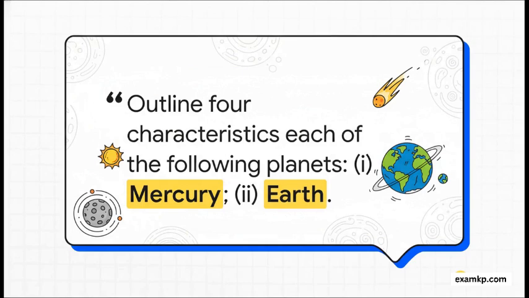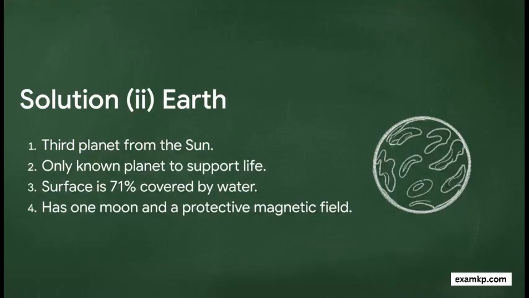Got them? Okay, for your 4 marks, you could easily say 1, it's the smallest planet. 2, it's the closest planet to the sun. 3, it has crazy extreme temperatures, super hot and super cold. And 4, it has no moons at all. See? Simple, direct points. That's how you get the marks.